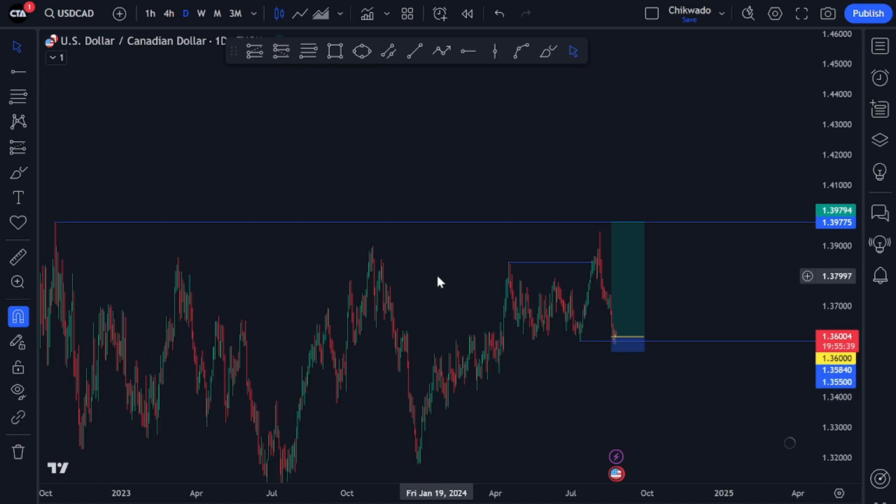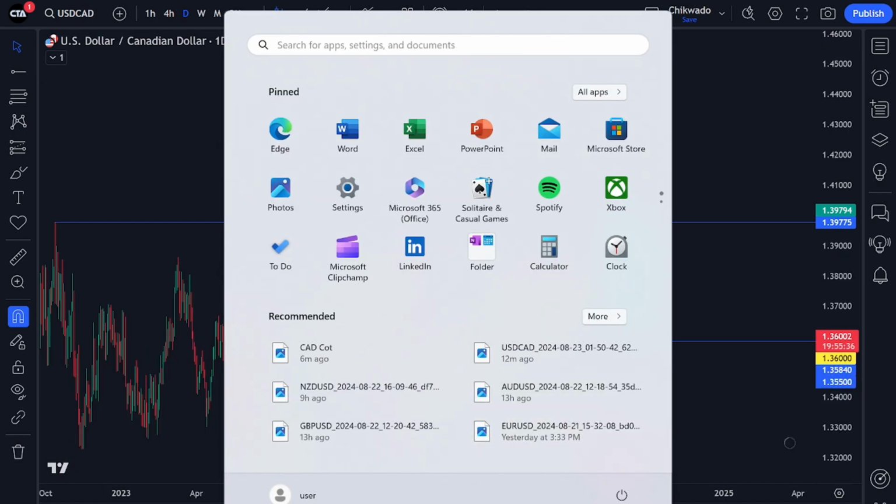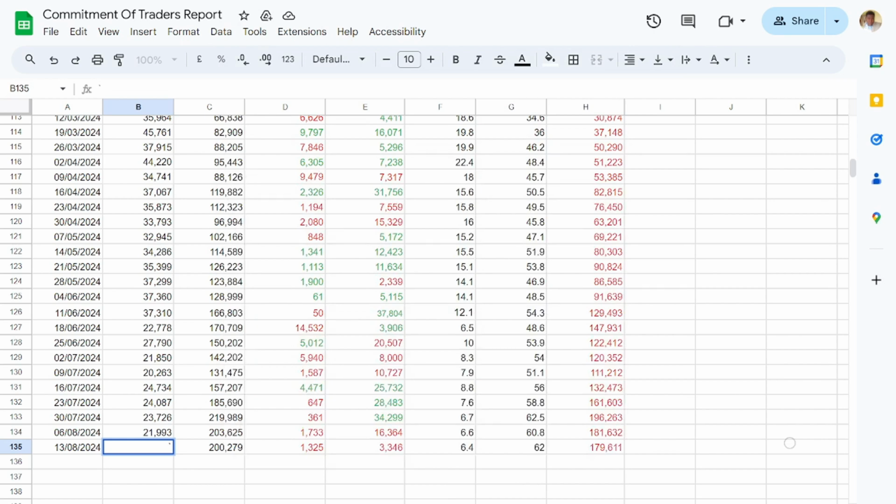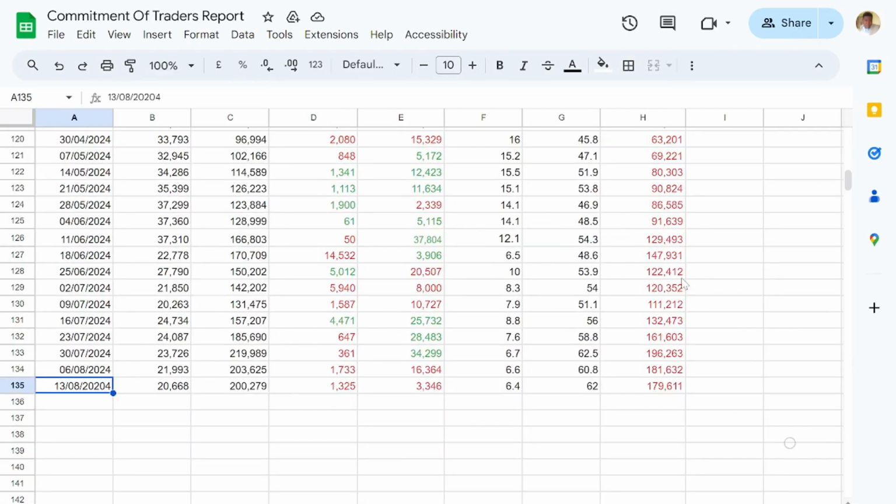So now, to further buttress the point, we are going to be looking at the Commitment of Traders report. Looking at the Commitment of Traders report, right here on the Canadian dollar, we have 20,000 longs against 200,000 shorts on the Canadian dollar.